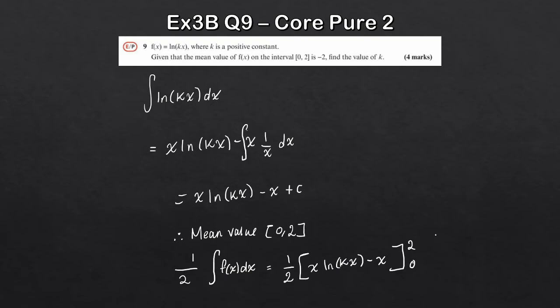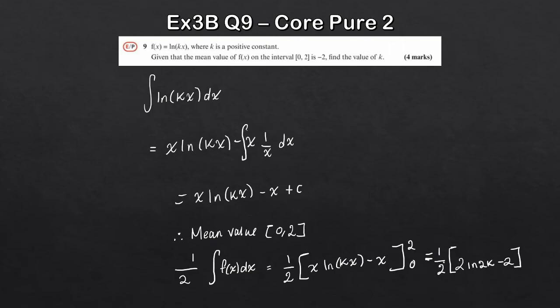Between 2 and 0. Okay. So what would this give us? Plug in 2 here. So that's going to be 2 ln 2k minus 2. Obviously, when you plug 0 in here, it's going to be 0 times ln minus 0, so it'll all just come to 0. So we only need to consider the limit of 2. So that's a half, 2 ln 2k minus 2.